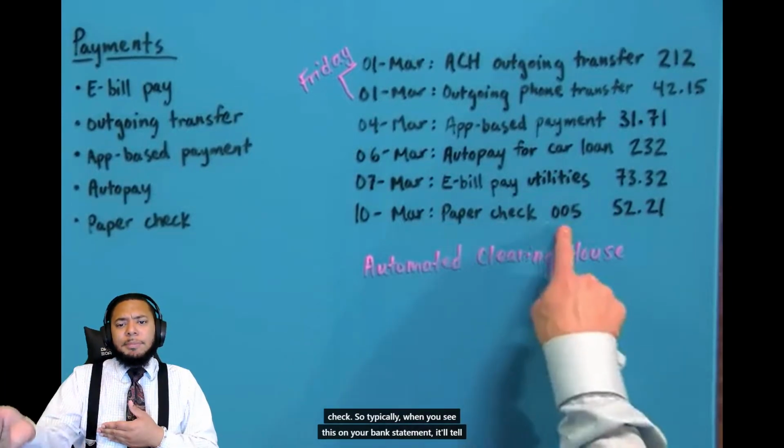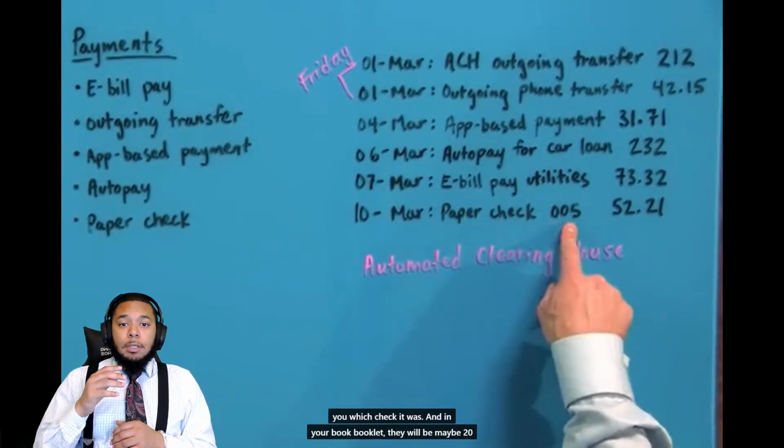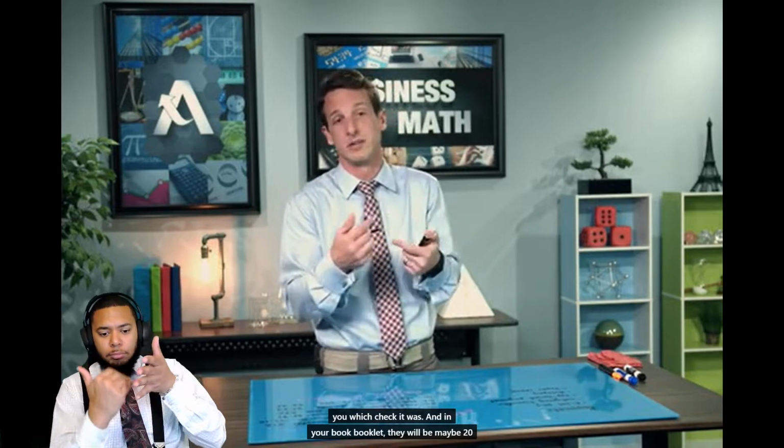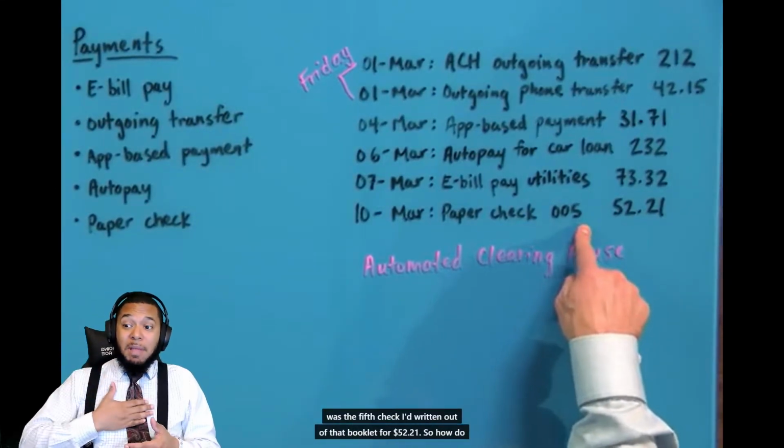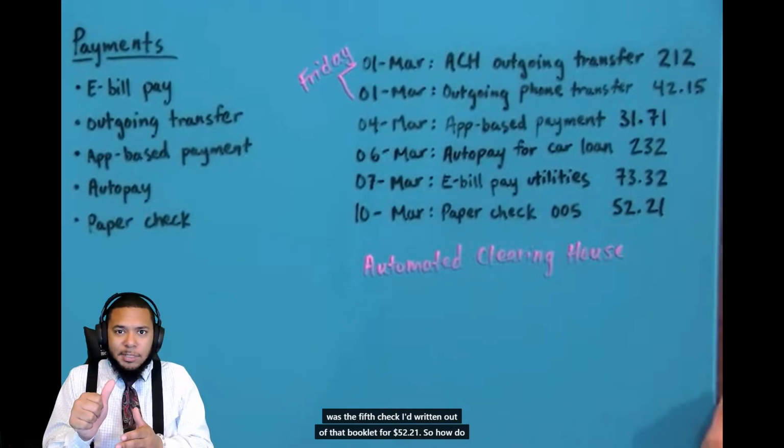So typically when you see this on your bank statement, it'll tell you which check it was. And in your booklet, there'll be maybe 20 checks, 50 checks, or 100 checks. Because I don't use mine that often, that was the 5th check I'd written out of that booklet for $52.21.